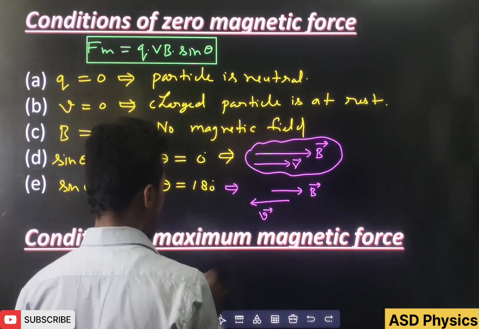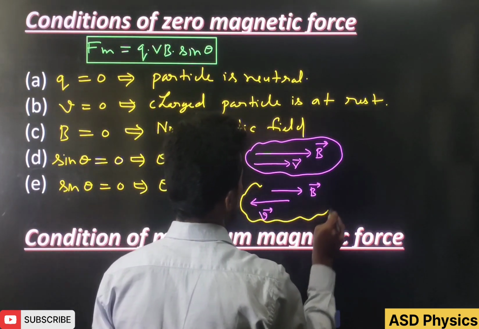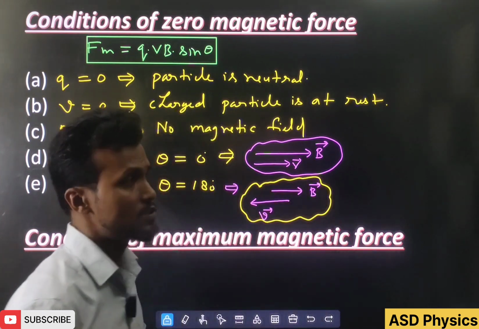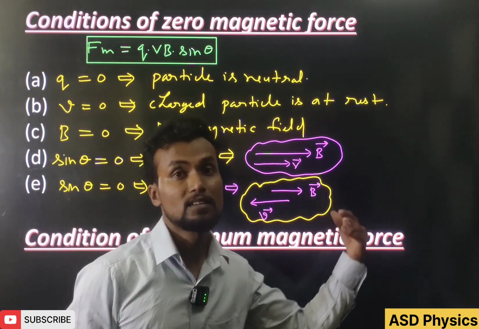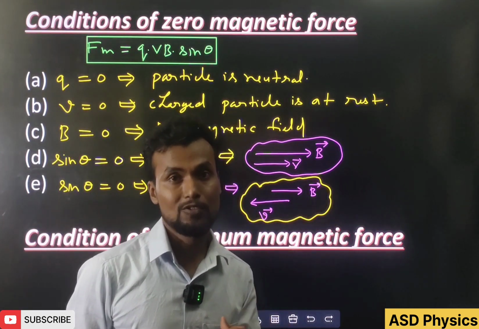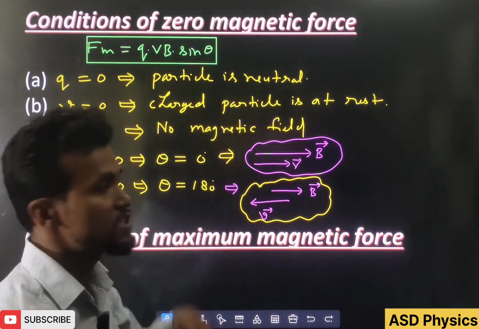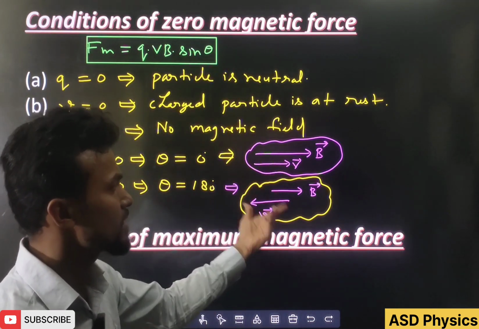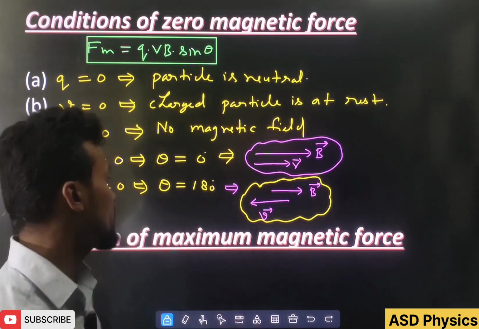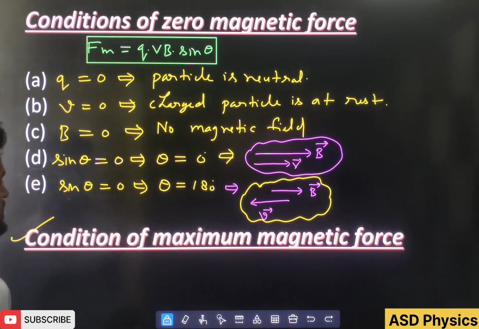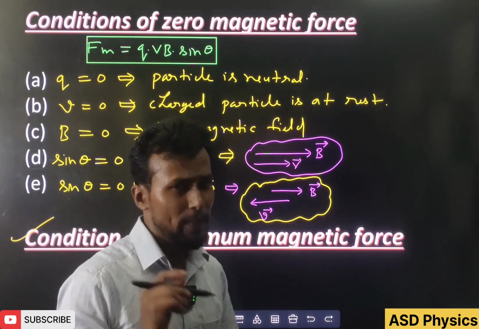So in this situation, what we can write here in a language form: the charged particle is moving opposite to the magnetic field, or anti-parallel to the magnetic field. So these conditions we have to remember, that we can tell parallel vector and anti-parallel vector. Okay, great.